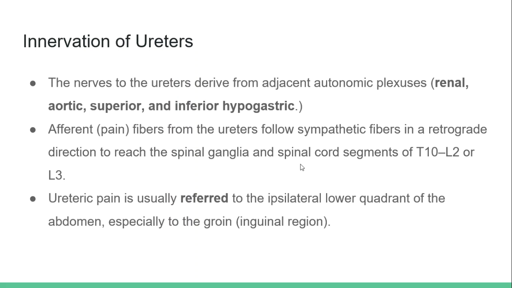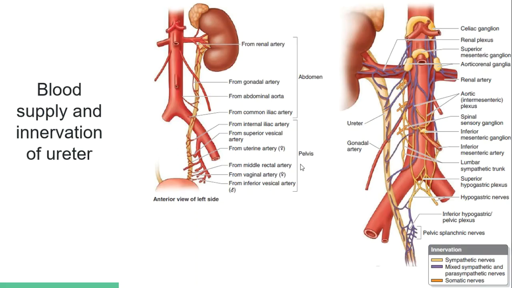Ureteric pain is usually referred to the ipsilateral lower quadrant of the abdomen, especially to the groin region. So now the blood supply and innervation of the ureter. The diagrams below show the blood supply and innervation of the ureter.